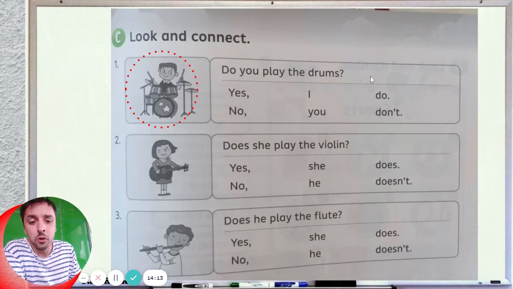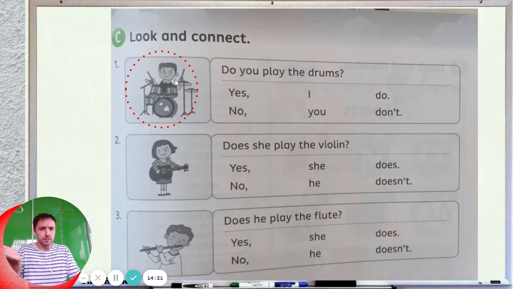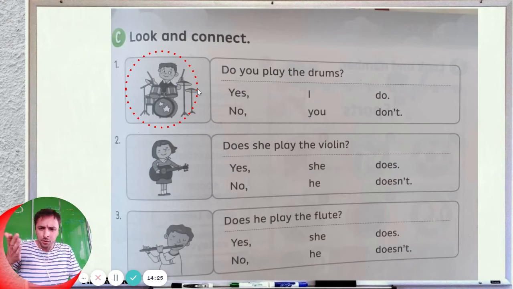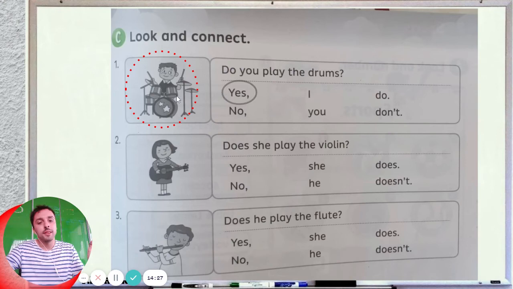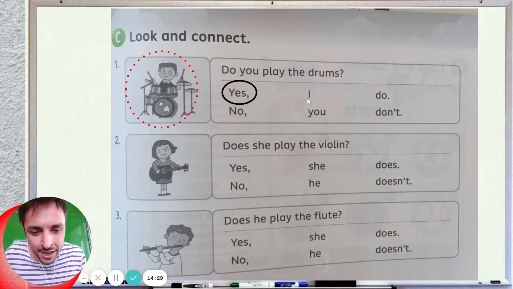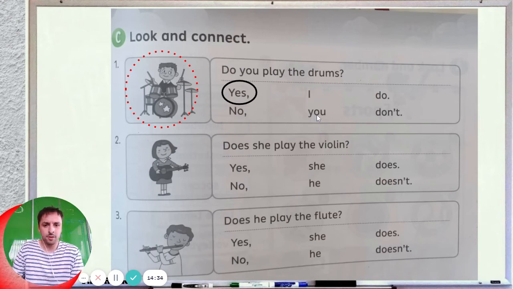Okay, now the question, do you play the drums? So let's look. Do you play the drums? Is it yes or no? Yes or no? Do you play the drums? That's right, it's yes. Yes, what's the next word? Is it yes, I, or yes, you?